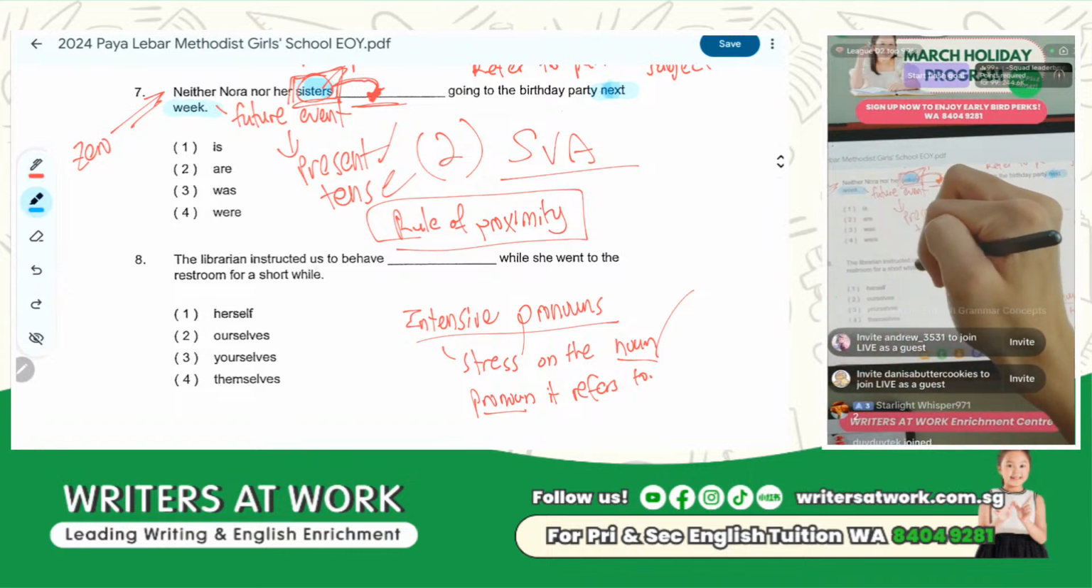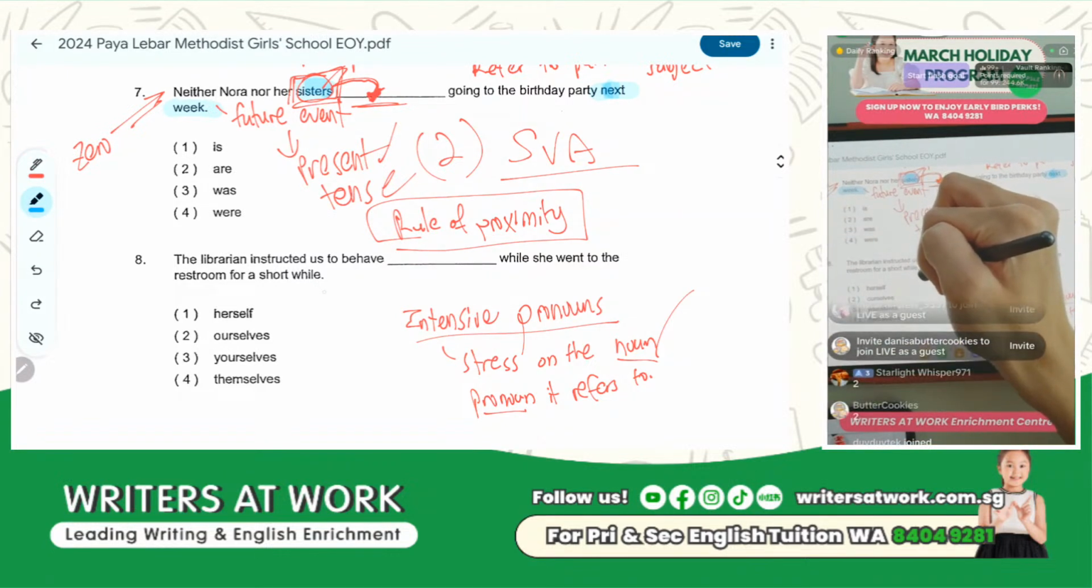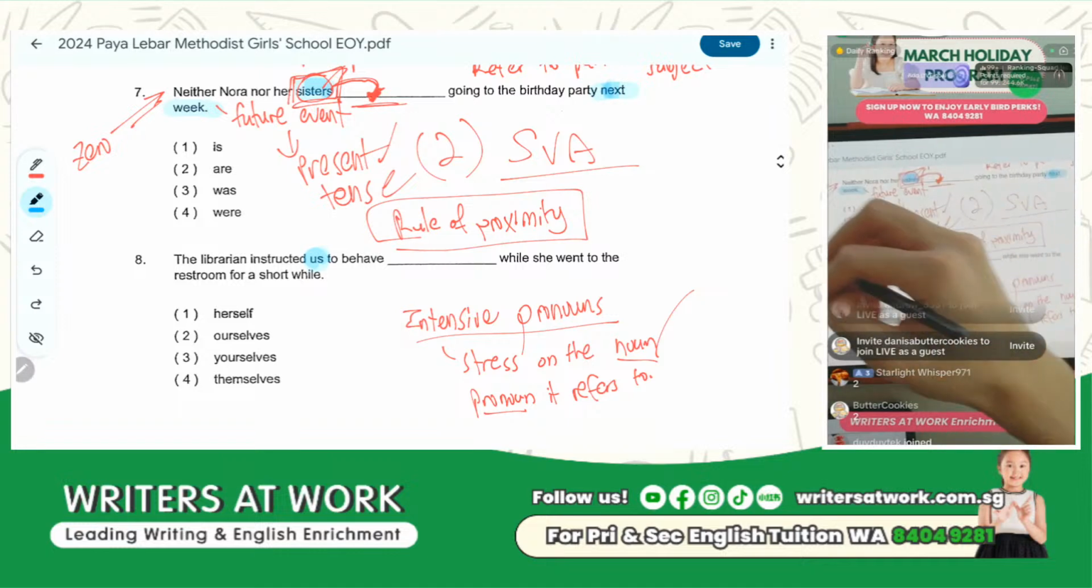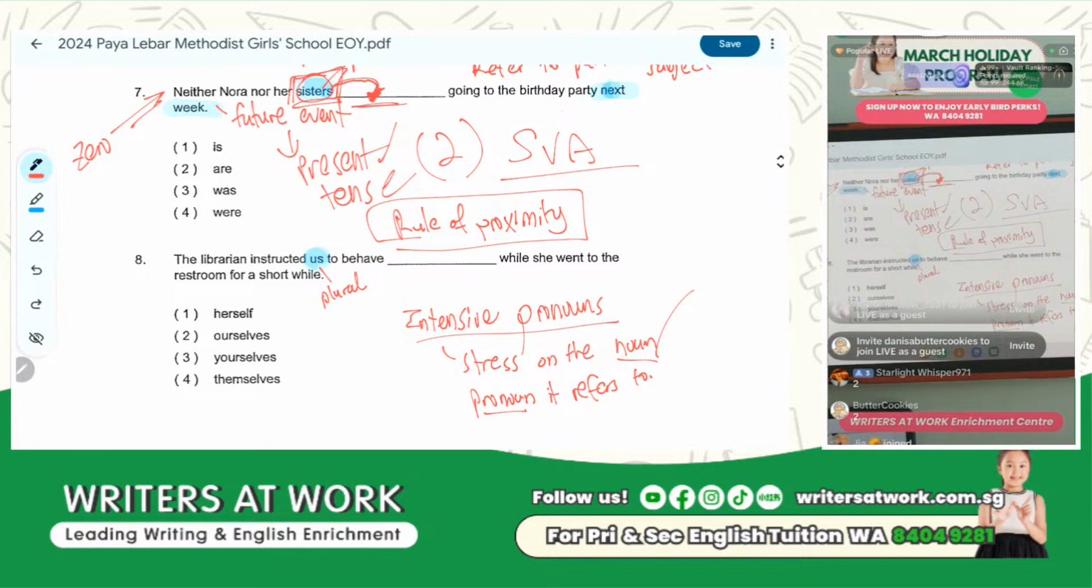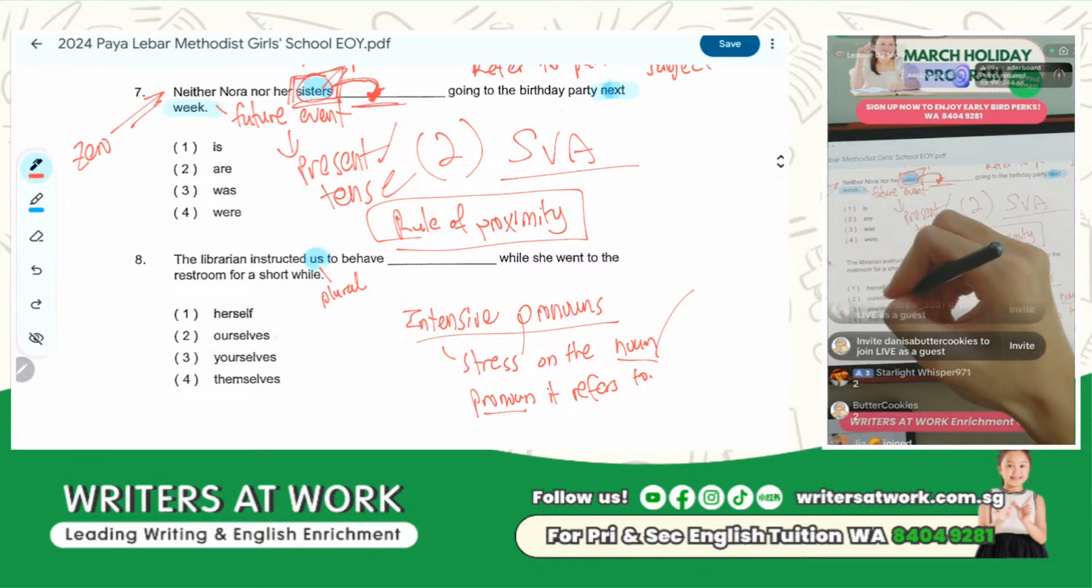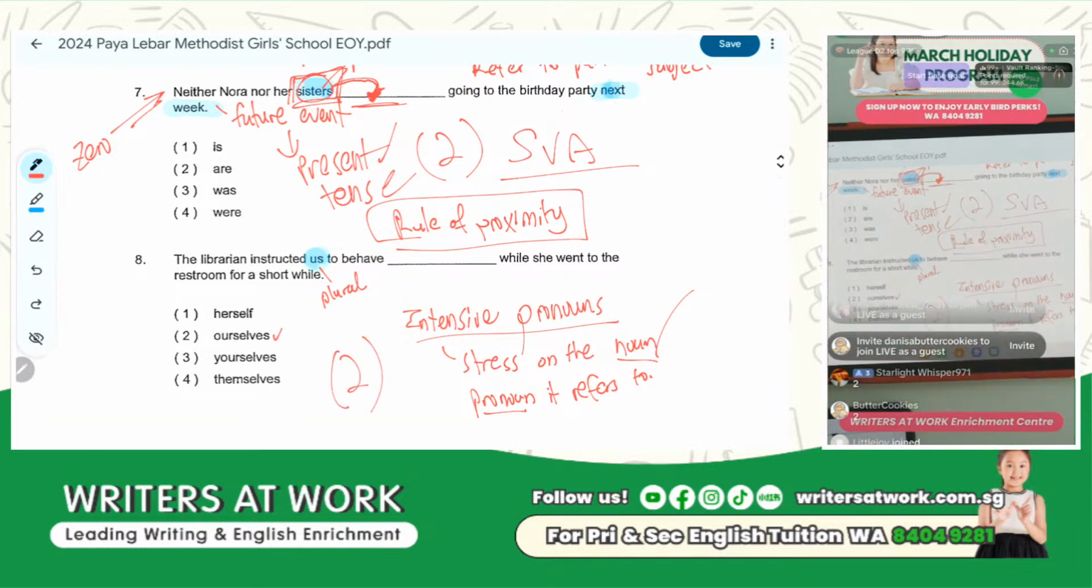Okay, very good. I can see a Starlight Whisperer say the answer is 2. Yes, because of the word us, which is plural. And it's referring to the author and his friends. Therefore, we will use the word ourselves. Okay? Yeah, very good, butter cookies.